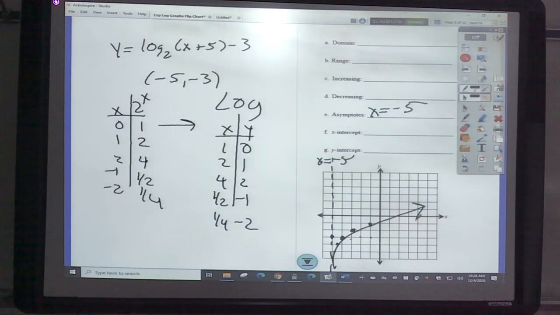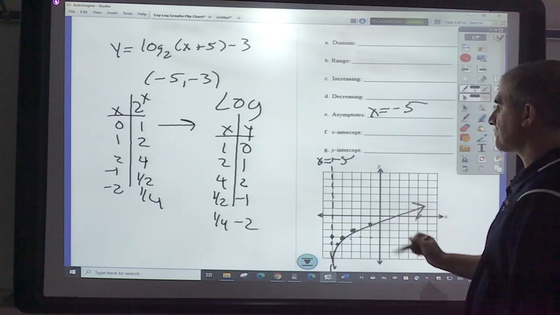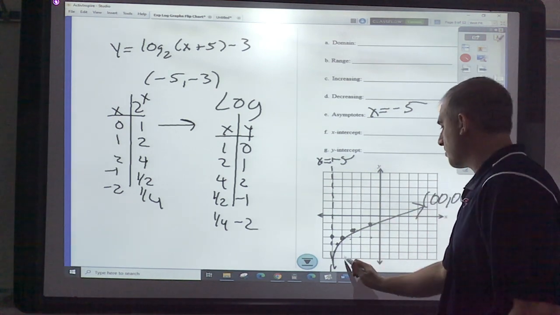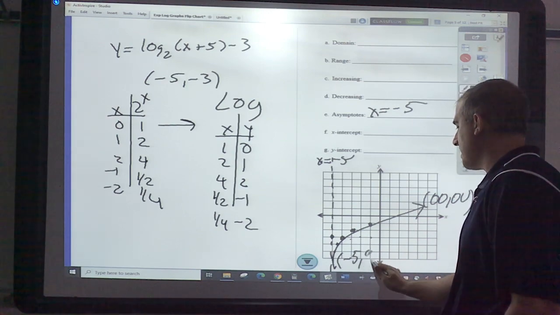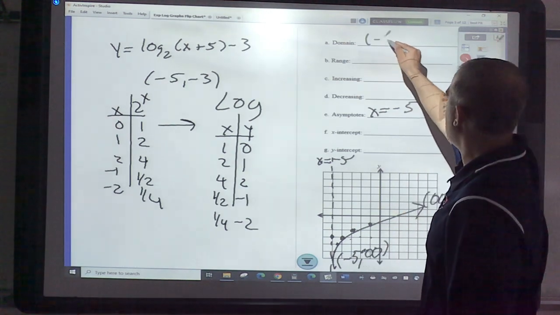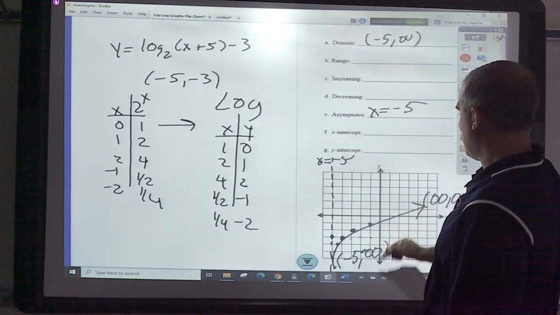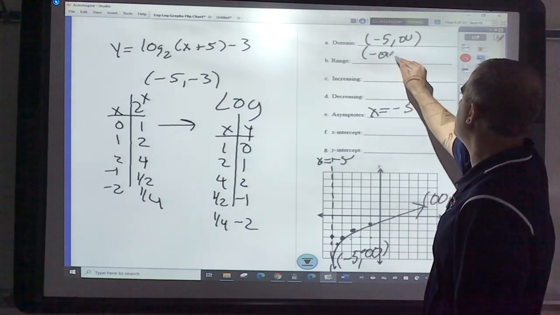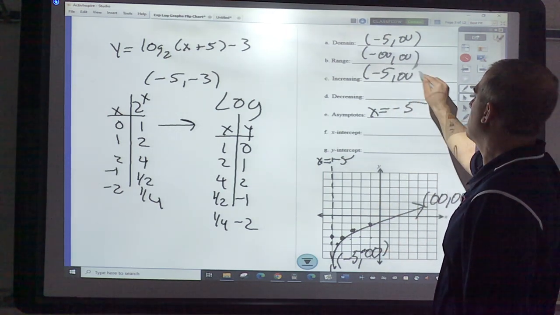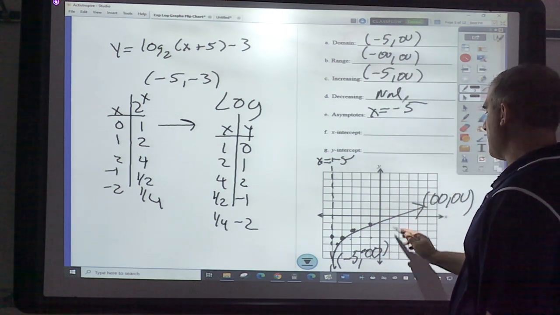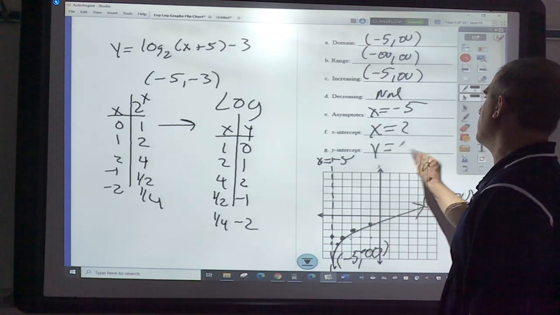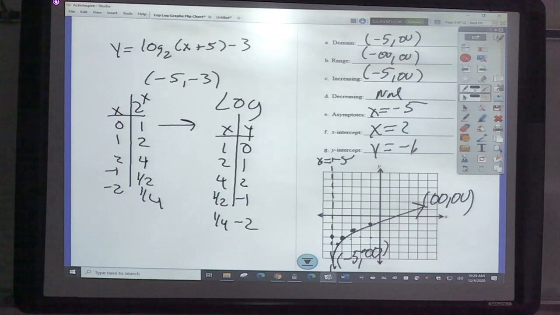All right, so label the arrows. This is clearly positive, positive. Since this approaches -5 from the x, it's -5, -infinity. My domain is -5 to infinity. My range is -infinity to infinity. It is increasing the whole way. It's not decreasing at all. My x-intercept, I'll estimate that at 2, and I'll estimate that at -1.